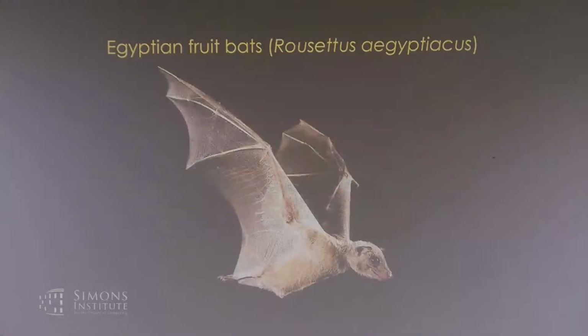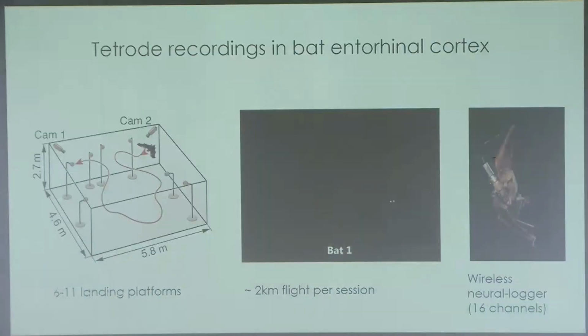And in my previous project, I asked, what does the grid pattern look like in 3D? And for that, we turned to bats and let them fly in volumetric space. So we let bats fly in this 5 by 6 by 3 meter room, flew around, and they were allowed to land on landing platforms. And while they were flying, we were recording wirelessly from their entorhinal cortex.